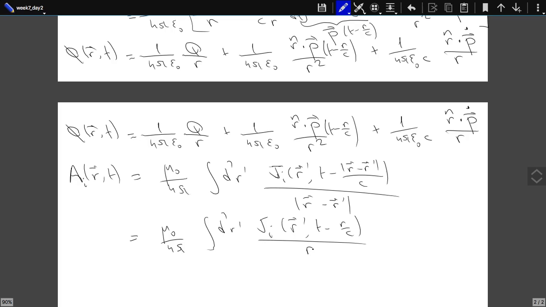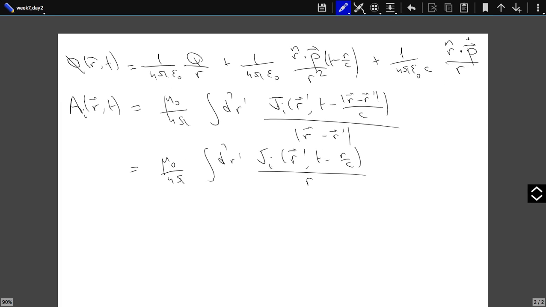That is the first term. Well, the second term becomes plus mu0 over 4 pi, r hat over r squared, integral d cubed r prime. What we called P was just j_i, whatever we had inside the integral, times r prime. This is the magnetic dipole.